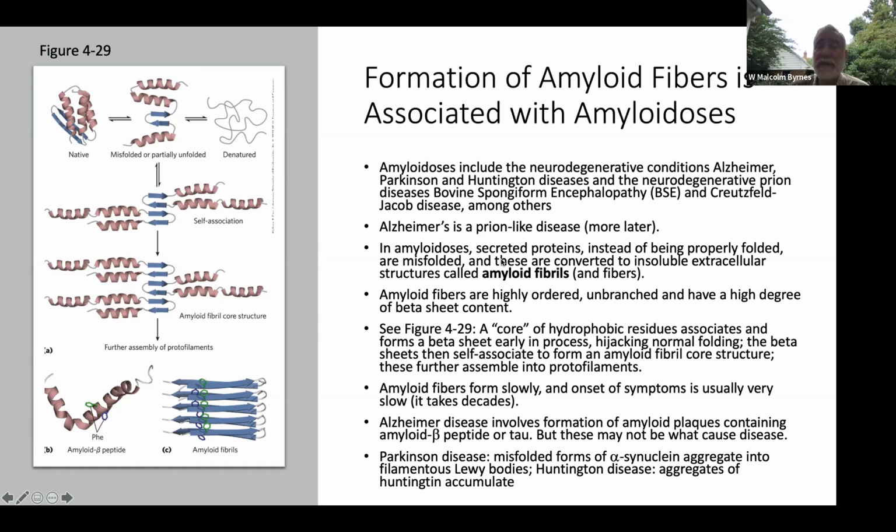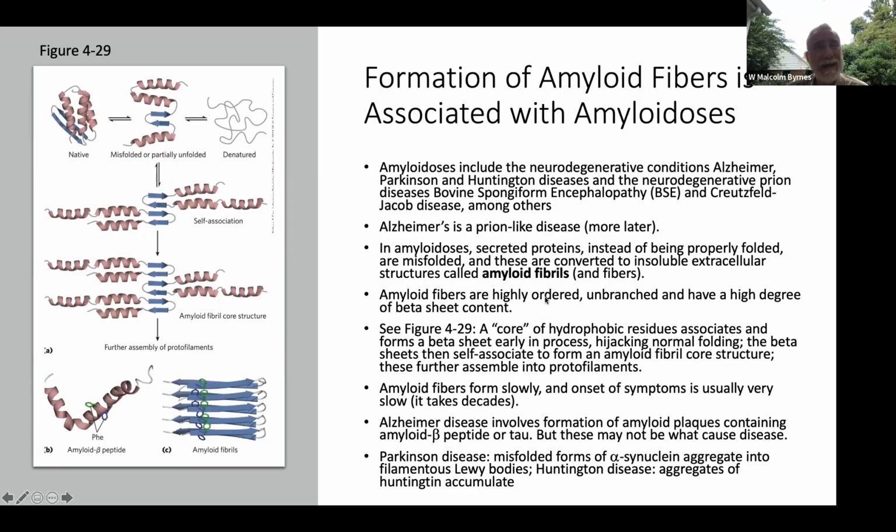Now, Alzheimer's is a prion-like disease. Some people say it's actually a prion disease, and we'll talk about that very soon. But in amyloidoses, what happens is that secreted proteins, instead of being properly folded, are misfolded, and these are converted into insoluble extracellular structures known as amyloid fibrils and fibers.